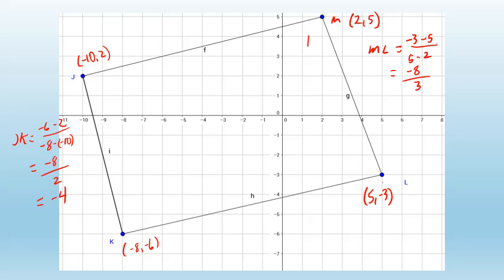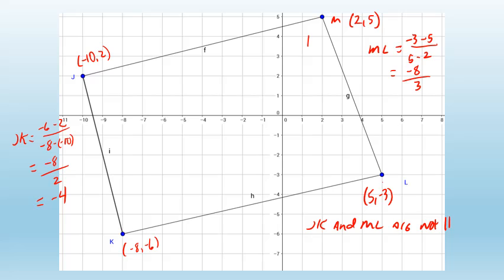And so JK and ML are not parallel. They don't have the same slope. And therefore, this can't be a rectangle. And I could really stop right there.